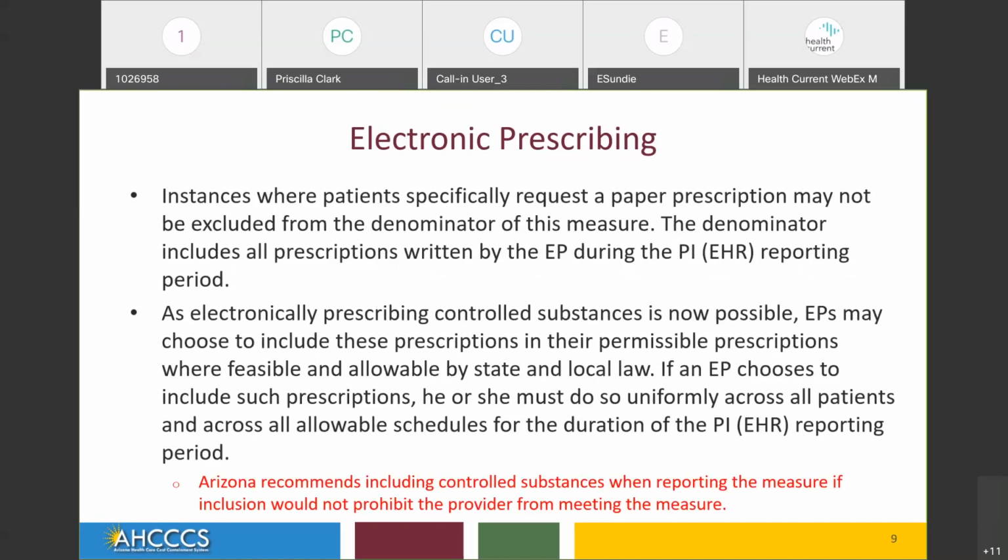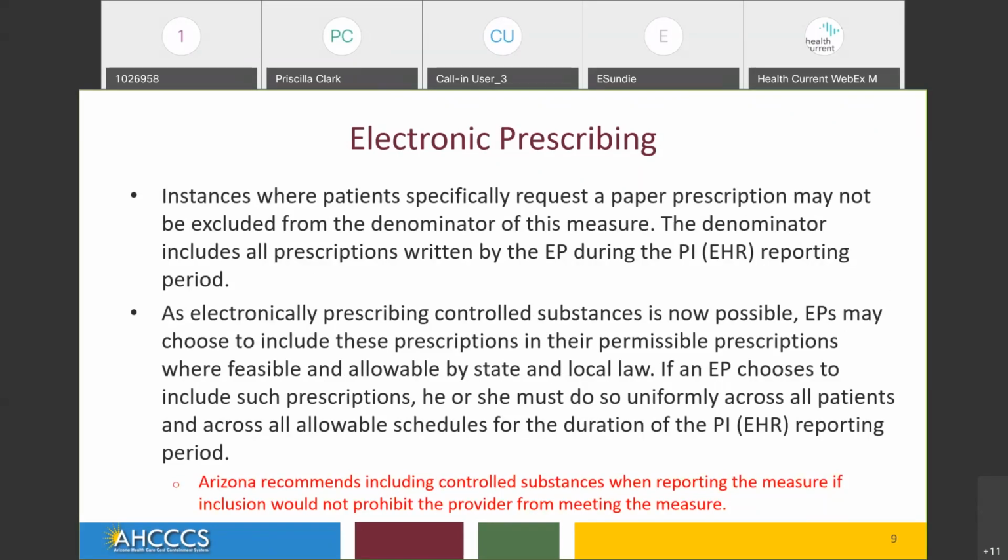Instances where patients specifically request a paper prescription may not be excluded from the denominator of this measure. The denominator includes all prescriptions written by the EP during the PI reporting period. As electronically prescribing controlled substances is now possible, EPs may choose to include these prescriptions in their permissible prescriptions where feasible and allowable by state and local law.